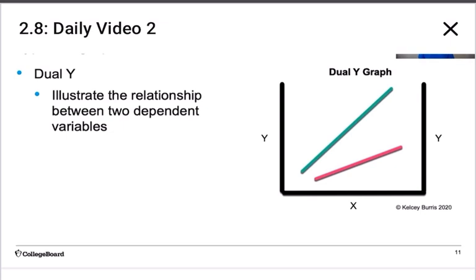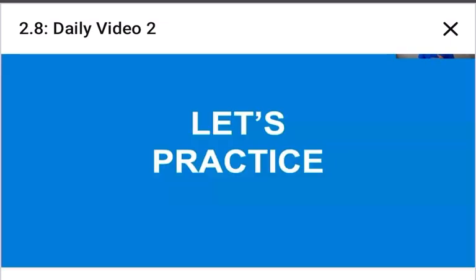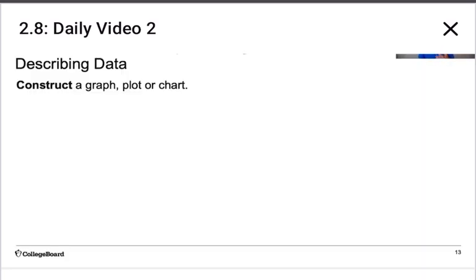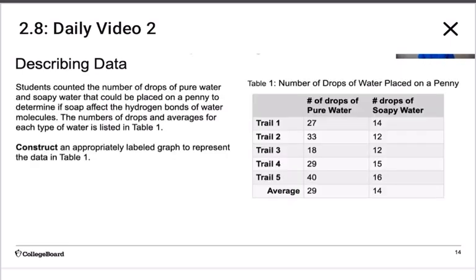So let's practice. During practice, you're going to need to graph, so if you have some graphing paper, that would be helpful. The skill today, we're going to be looking at representing and describing data, so we're going to construct graphs, plots, or charts. For the first practice, what I would like you to do is pause, read the question, analyze the table, and produce a graph. Once you've produced your graph, push play, and we'll go over it.